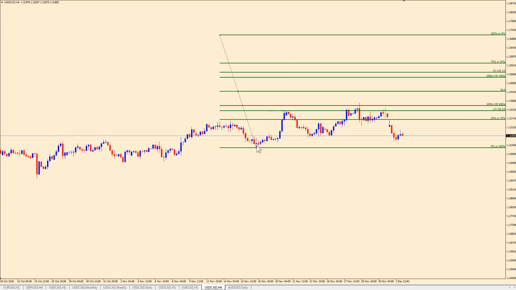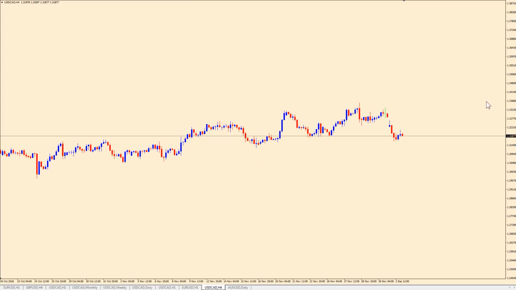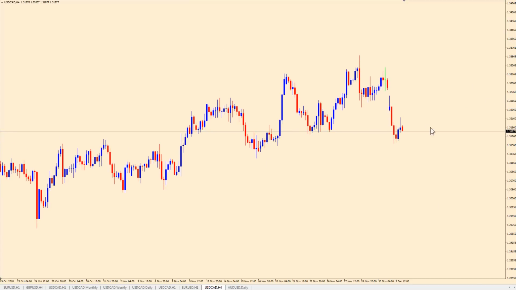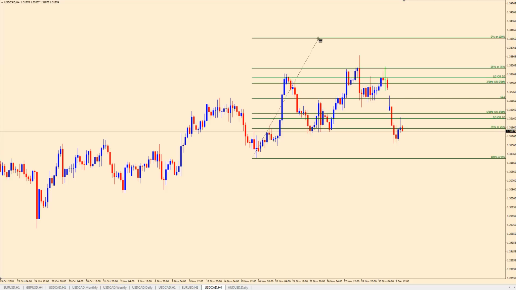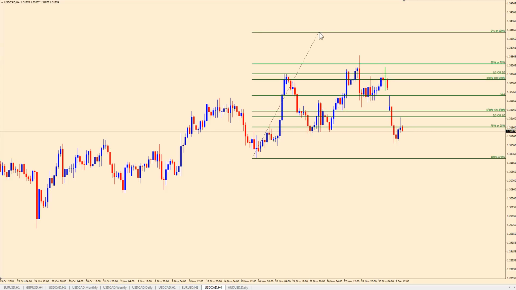Likewise, if I wanted to move up 50% instead of a whole 100%, I would just do this. I would measure from here, but I would measure up to the 2/3 level, because I know that half of 2/3 is 1/3. So this level right here is actually a 50% extension of this price move right there.